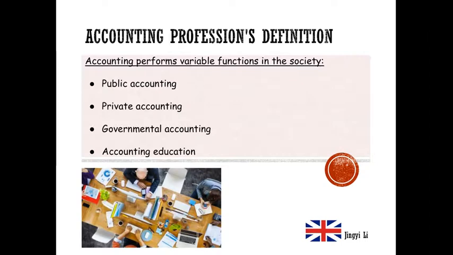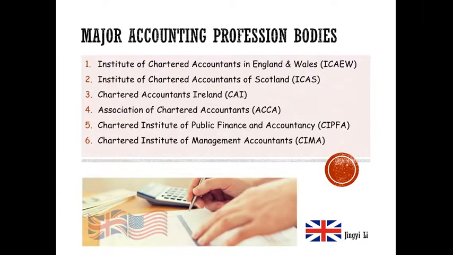There are various functions of accounting in society: public accounting, private accounting, governmental accounting, and accounting education. Members of these have formed accounting organizations in an attempt to advance the accounting profession. The accounting profession in the United Kingdom is highly organized, with 6 representative bodies whose examinations are the key to a serious accounting career, whether in audit, business, or the public sector. Here is the list of major accounting professional bodies in the UK.